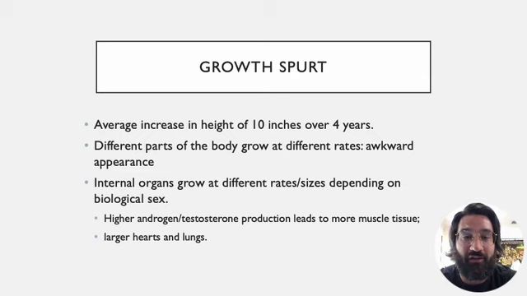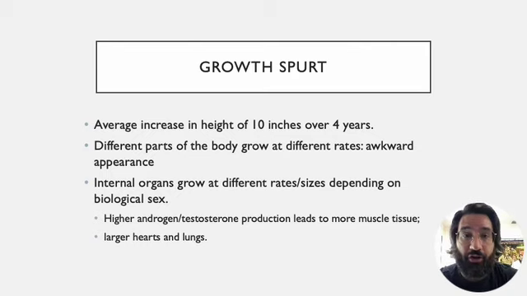awkward looking teenagers, right? Where their bodies and limbs aren't growing evenly. It's somewhat imbalanced. Different parts of the body are growing at different rates. Internal organs grow at different rates and sizes, depending on biological sex.